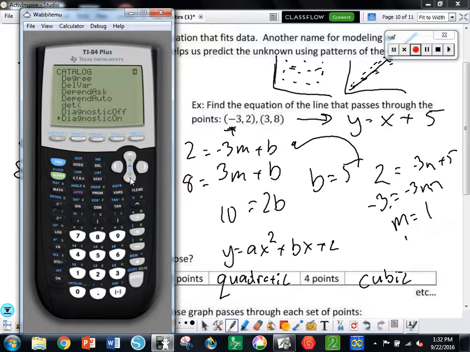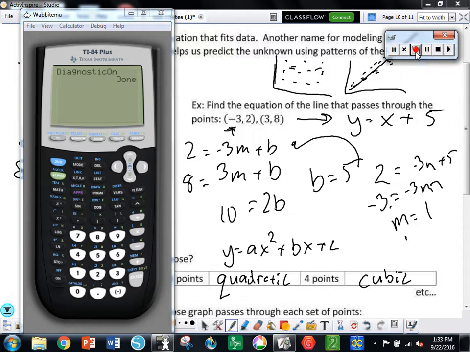What am I going to do? Hit enter. It comes to my main screen. Hit enter again, and it says done. Anybody need help catching up to that point? Did we all do that? We're all good? Anybody not good? You've done this before when you did your line of best fit. I bet you guys have done this.